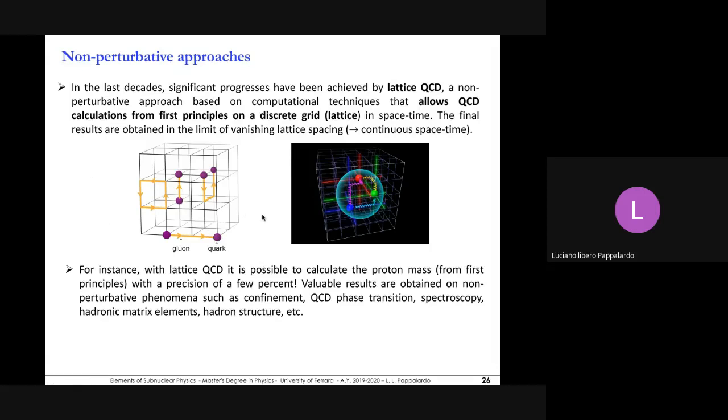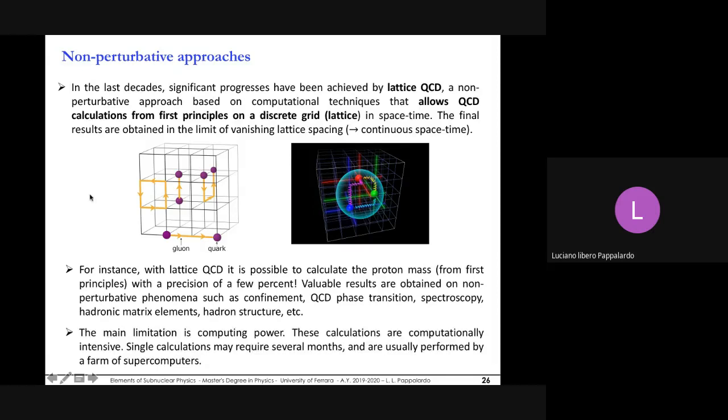And also, valuable results are obtained in other non-perturbative phenomena, such as confinement, QCD phase transition, spectroscopy, hadronic matrix elements, hadron structure, etc. So all these phenomena are non-perturbative, okay? So either you rely on phenomenological models or you apply lattice QCD, okay? Of course, there are limitations, and the main limitation is the computing power, because these calculations are computationally intensive, they are extremely complex, and for a single calculation, one may require several months of CPU, okay? And so, in fact, these calculations are usually performed by a farm of supercomputers. You need a huge CPU power.